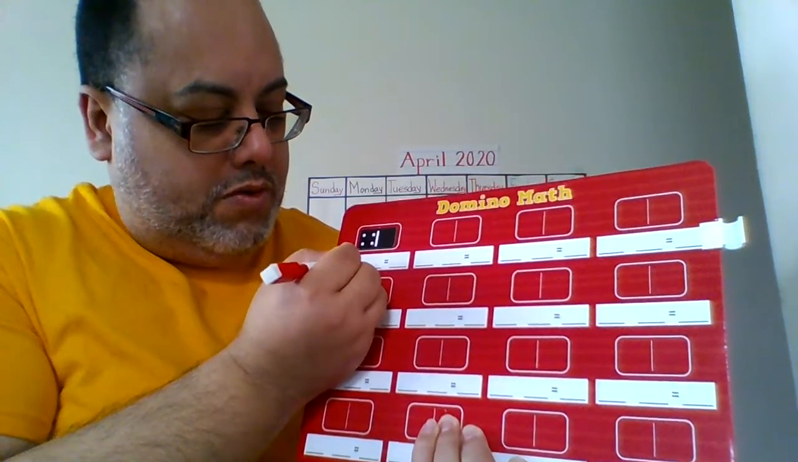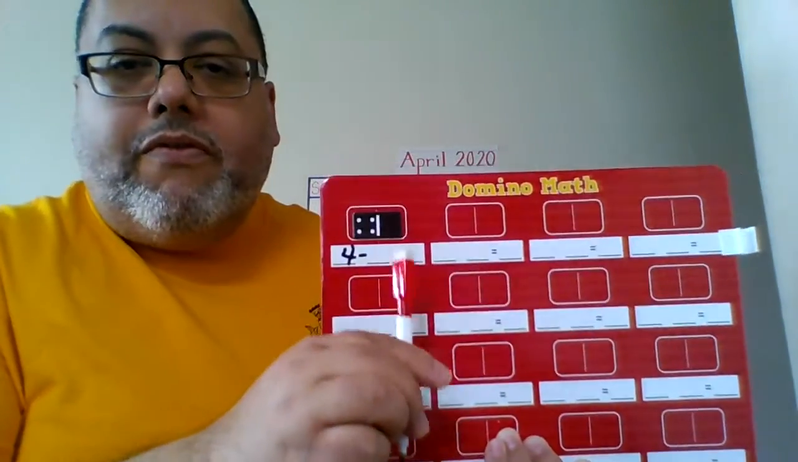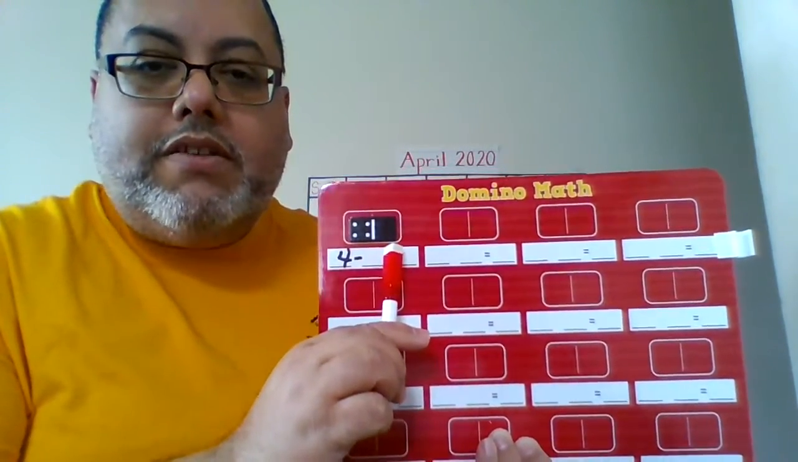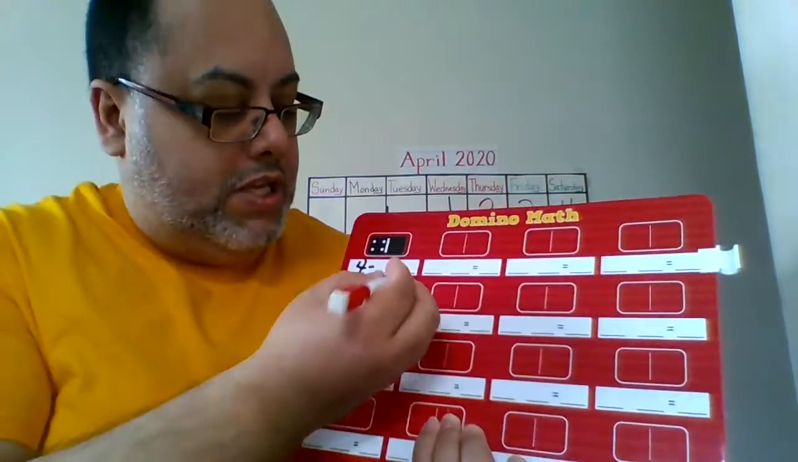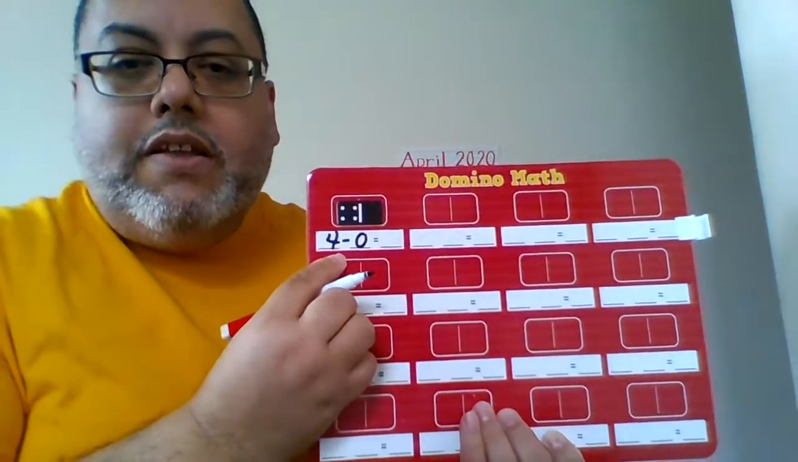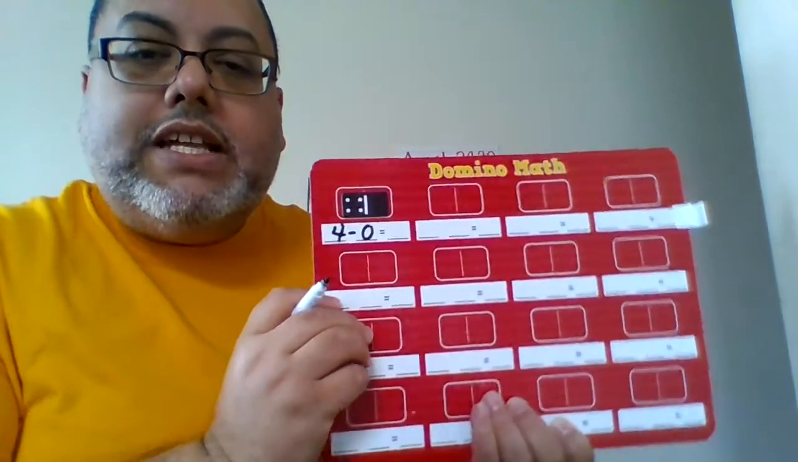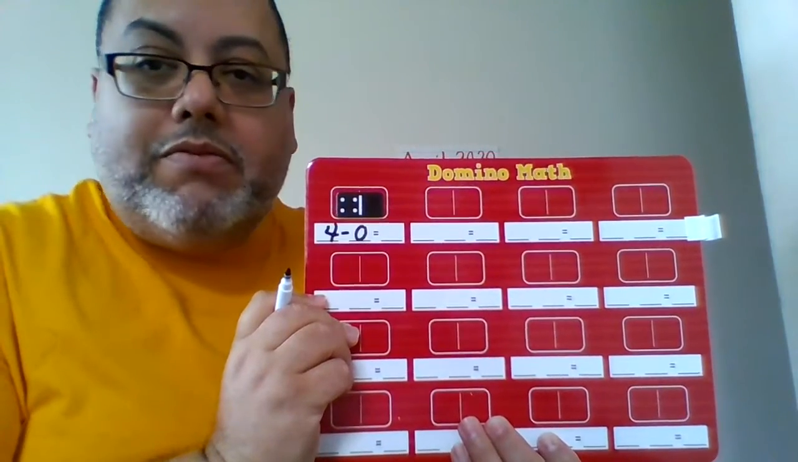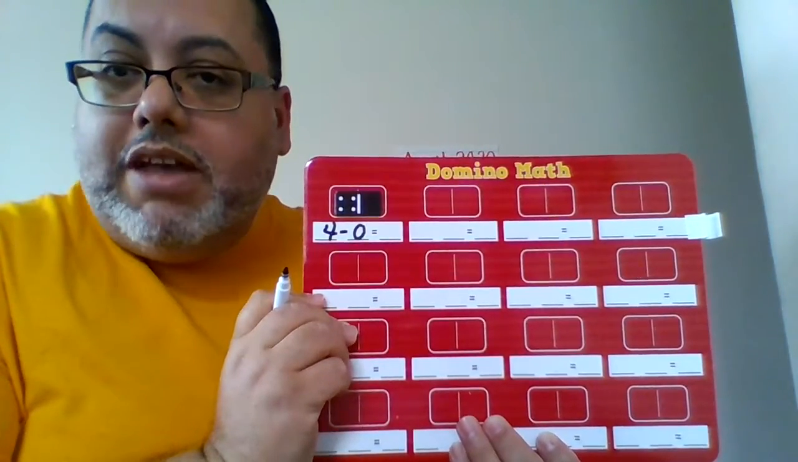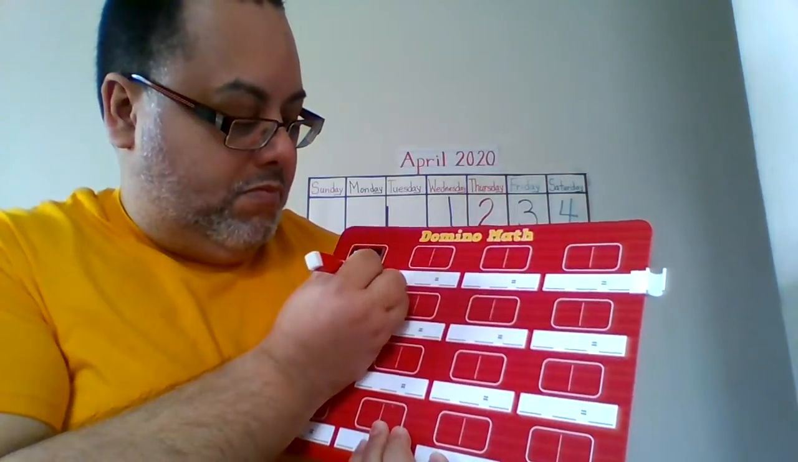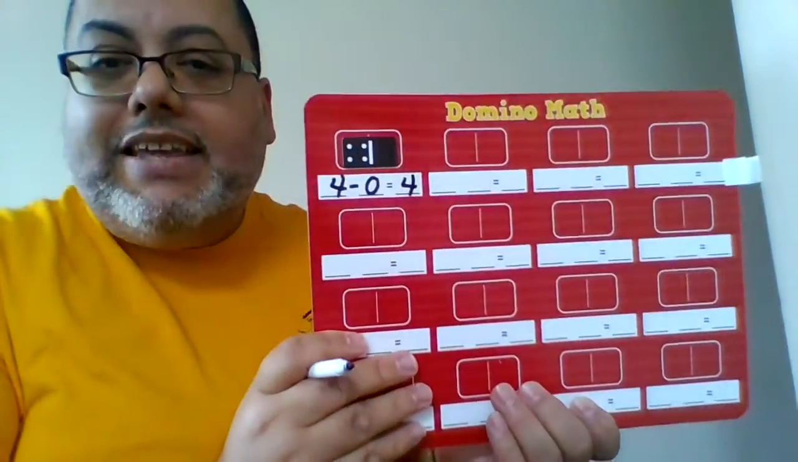4. 4 minus, how many dots do you see here? 0. So 4 minus 0. So let's say 4 and I don't take away anything from you. How many you have left? 4. Because I didn't take anything from you.